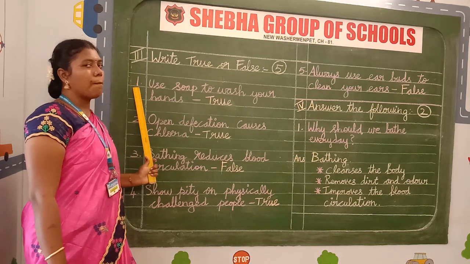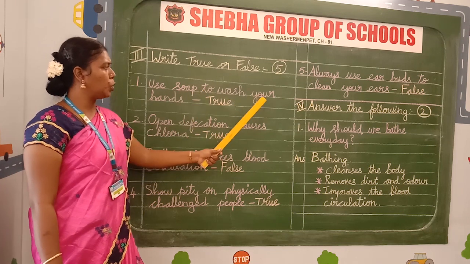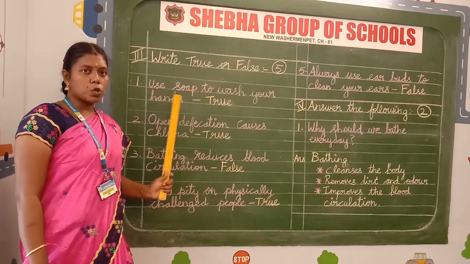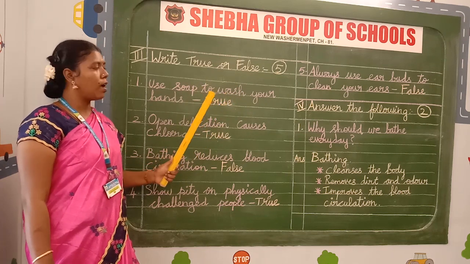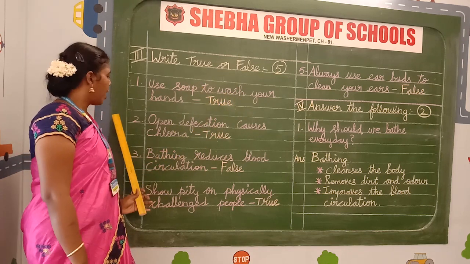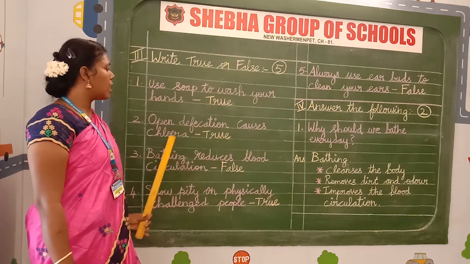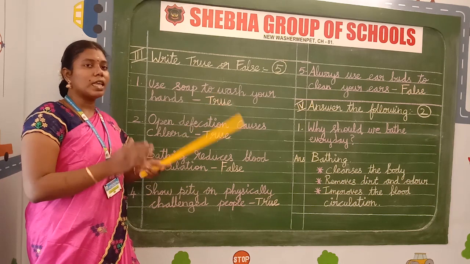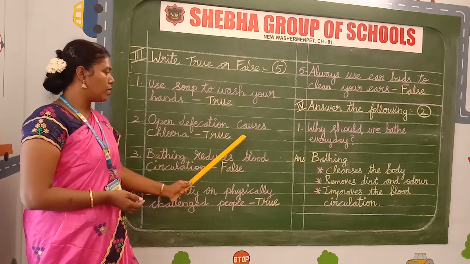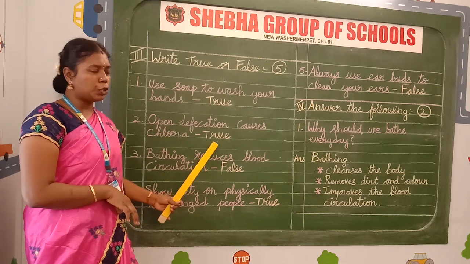Next, you can write number 1. Use soap to wash your hands. Unga soap use panni neenga hands wash panniveenga nu solvanga. So it's true or false? It's a true. Number 2. Open defecation causes cholera. Open defecation means thirandha veli nu solvanga. Thirandha velila namba bathroom porudhu namakku causes cholera in diseases varum nu solranga. So it is a true.